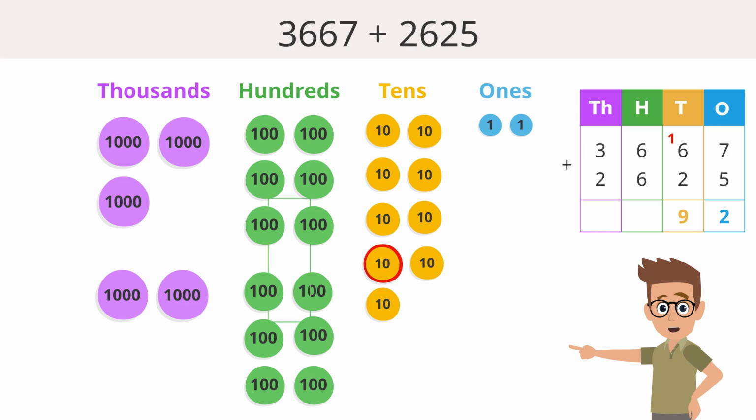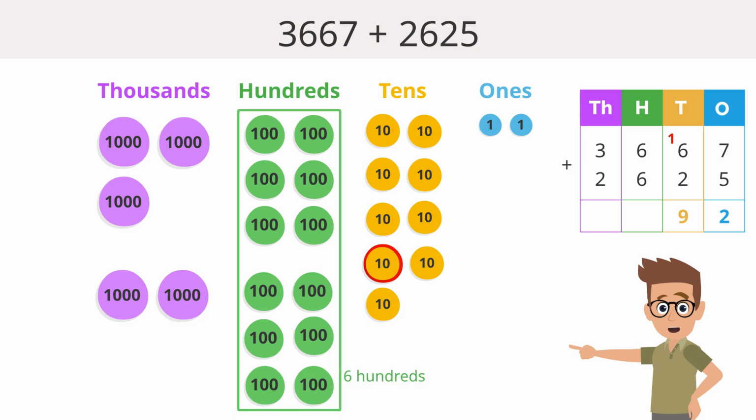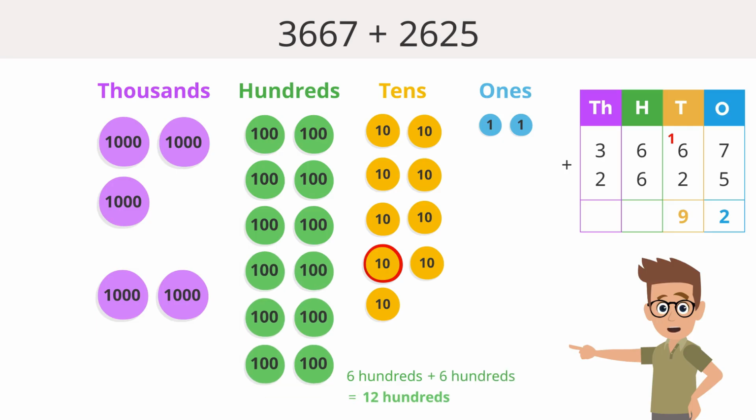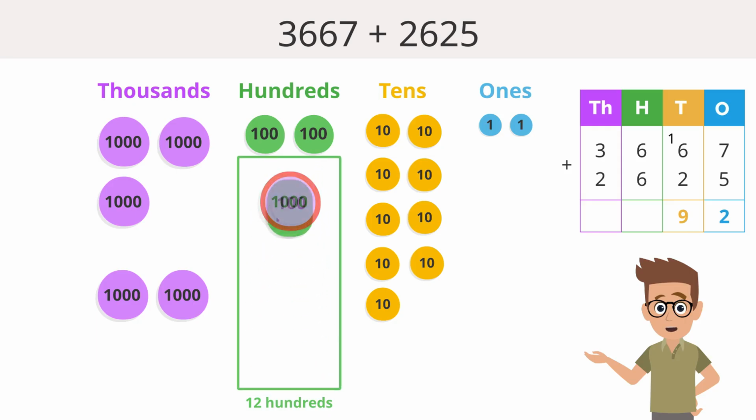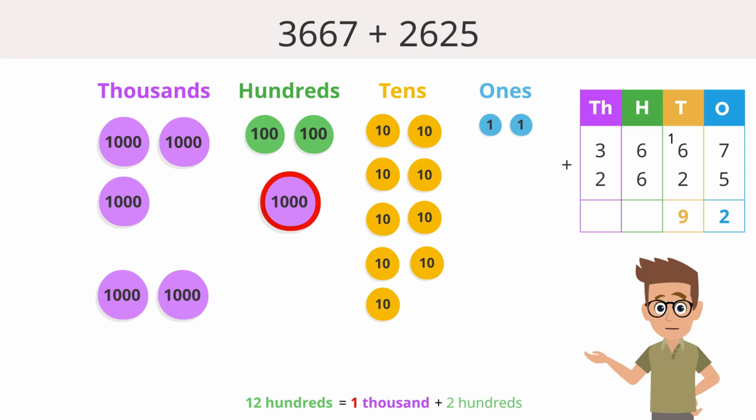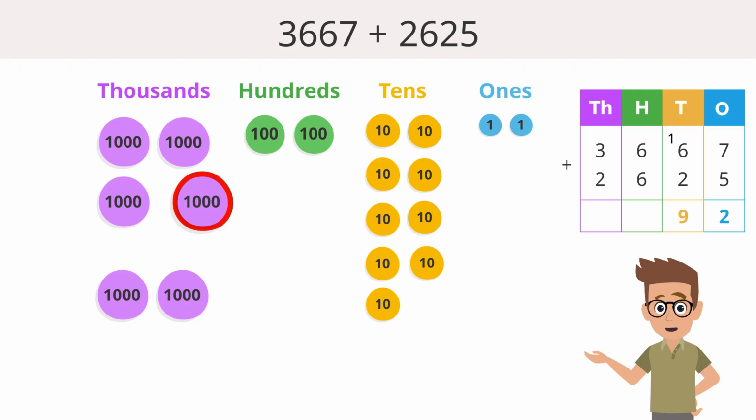Next, we add the hundreds. 600s plus 600s equals 1200s. Since 1200s is greater than 1000s, we have to regroup to the next greatest place value, which is the thousands. Since 10 hundreds form 1000, we can regroup 1200s into 1000 and 200s. We move the 1000 to the thousands place and add 1 to the thousands in the place value chart. We are left with 200s, so we write 2 in the hundreds place.